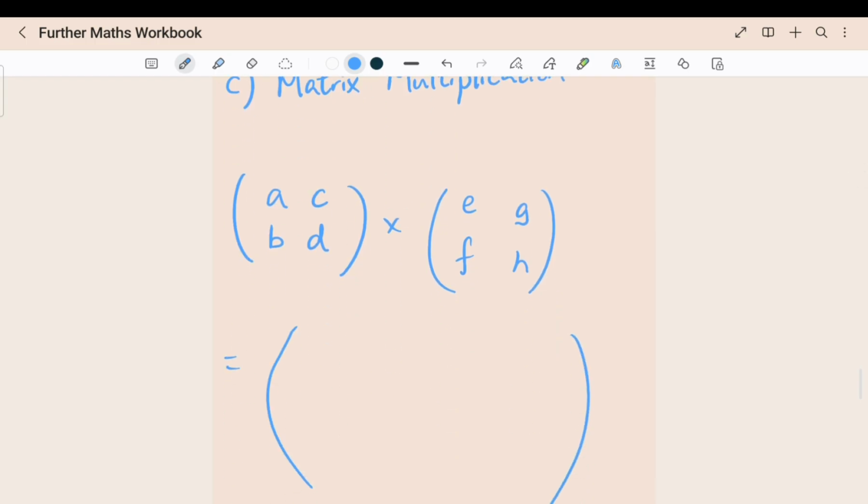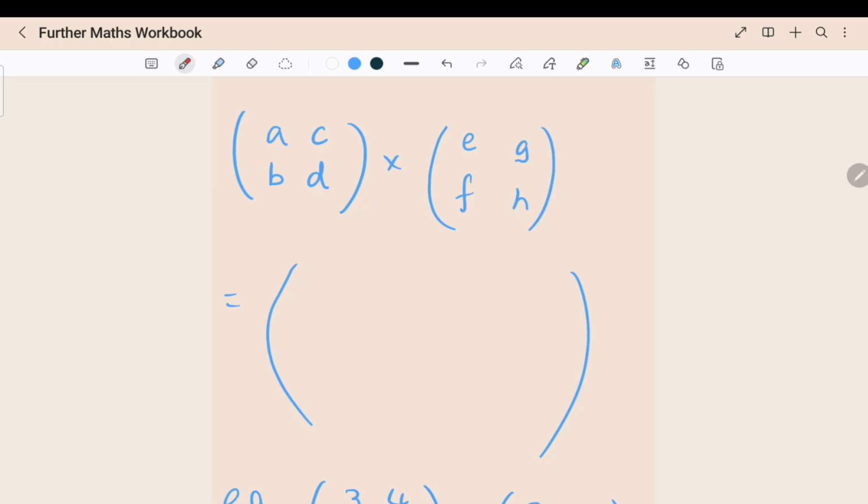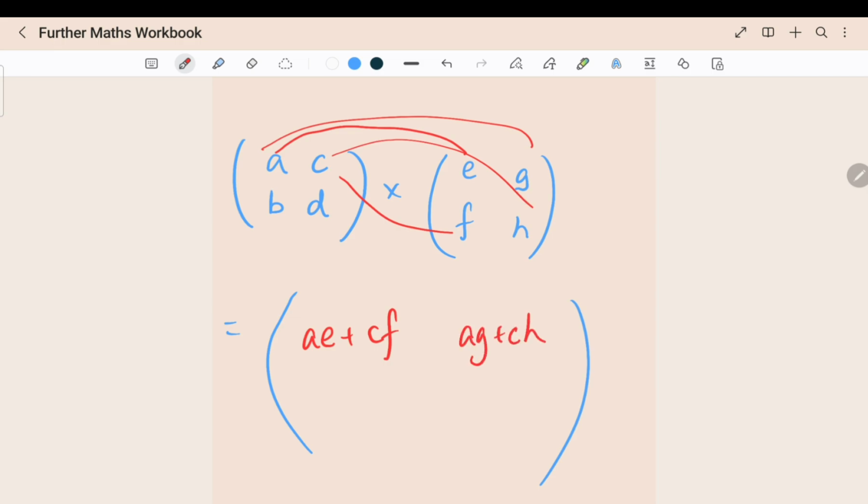Okay, and then we have matrix multiplication. When we're multiplying two 2x2 matrices together, we're doing the first row times the first column. So we have AE plus CF. And then for my top right, we have the first row times the second column. So I have AG plus CH. And then we have BE plus DF. And then we have BG plus DH.